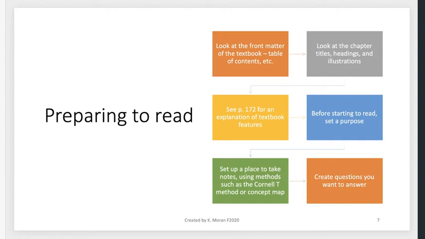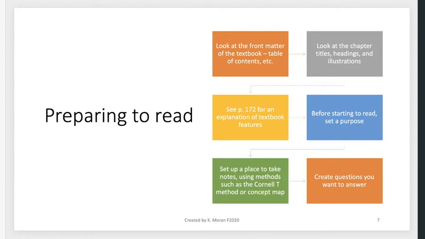Then you want to go to the chapter itself and look at the chapter title. Then look at the headings that are within the chapters and the illustrations. So pictures, graphics, charts. Those will all help you get an idea of what the main ideas are in that particular chapter. Page 172 in our textbook has an explanation of the different textbook features if you're unfamiliar with them.